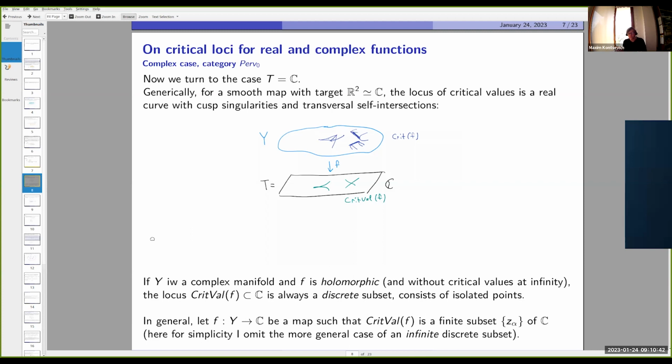Now I just want to forget about holomorphicity. Now I'm just interested in these specific maps to C from some source spaces, such that the critical values form, let's say, a finite subset. So there are no folds. What happens in this situation?